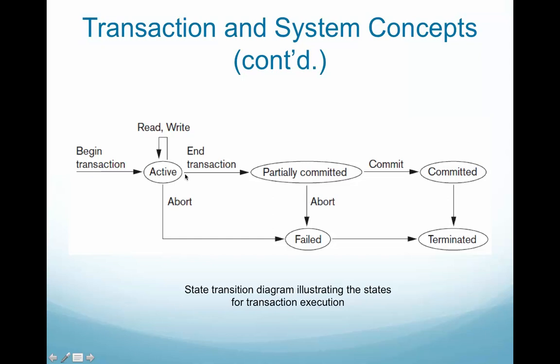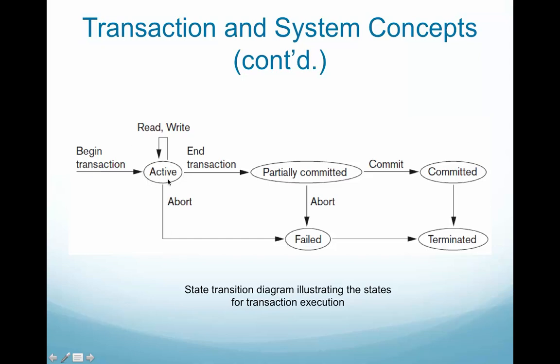From an active state, if the end transaction command is submitted, then it goes into a partially committed state, and then the final commit happens, and from there it goes into the committed state. Once the commit has happened, the transaction is terminated, and that's the last state in this diagram. Now it's possible that the transaction can be aborted at any point of time.